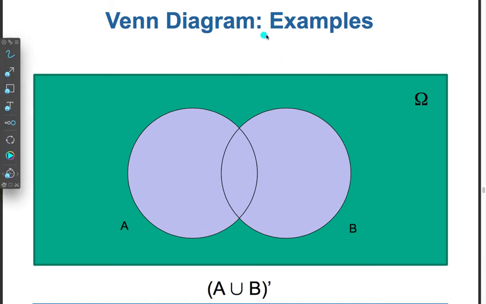Now here, Venn diagram, example of (A union B) complement. It means the big rectangular box is the universal set denoted by this symbol, and this first circle is A, the second circle is set B, and this green portion is outside circles A and B. This is the complement set. It means (A union B) complement is everything outside both the first circle and the second circle; every element shall be placed outside both circles to get the complement of A union B.